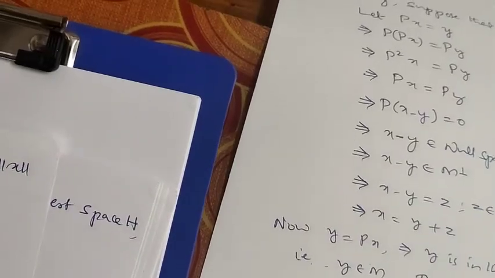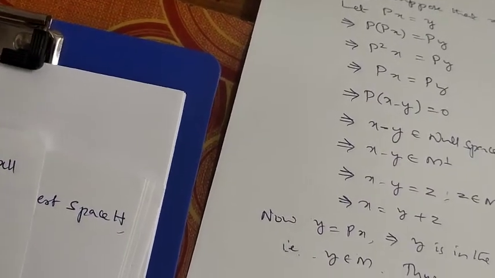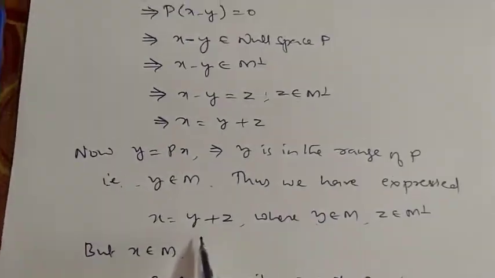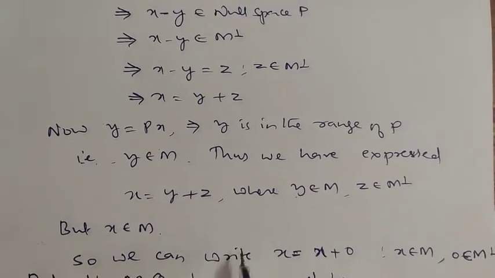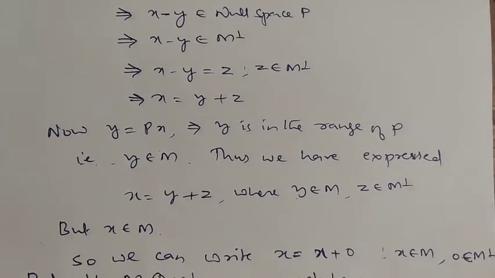Therefore we have shown that X belongs to M implies P of X is equal to X. So X is equal to Y plus Z, and X belongs to M.